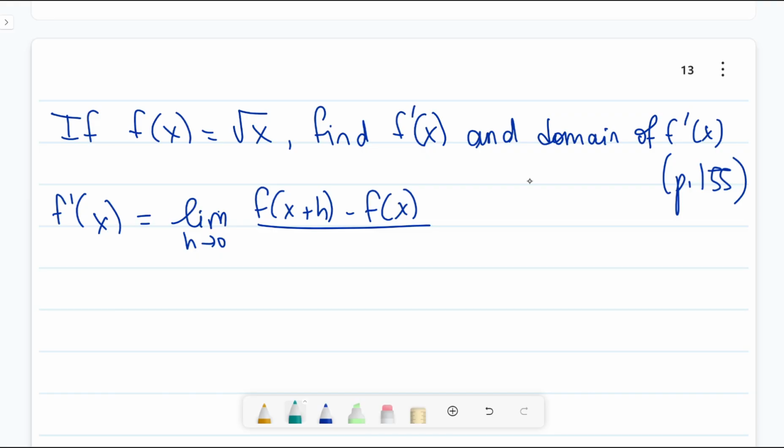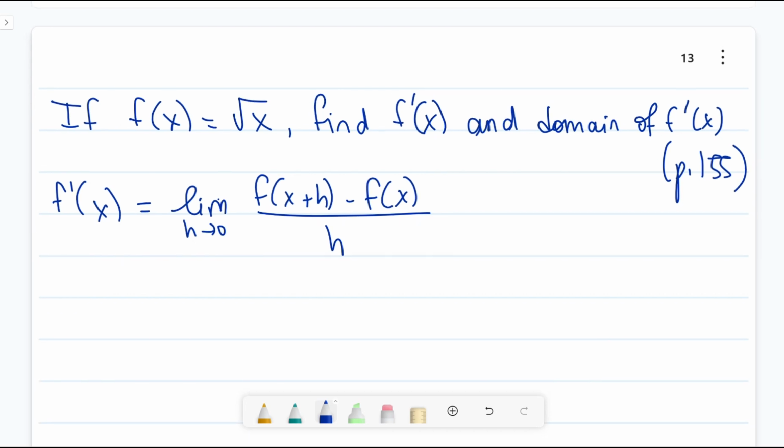If f of x equals the square root of x, find f prime of x and the domain of f prime of x. This comes from the book, page 155. So let's start by finding f prime of x, the derivative. Let's start with the definition of the derivative of a function. It's the limit of f of x plus h minus f of x divided by h as h approaches 0.